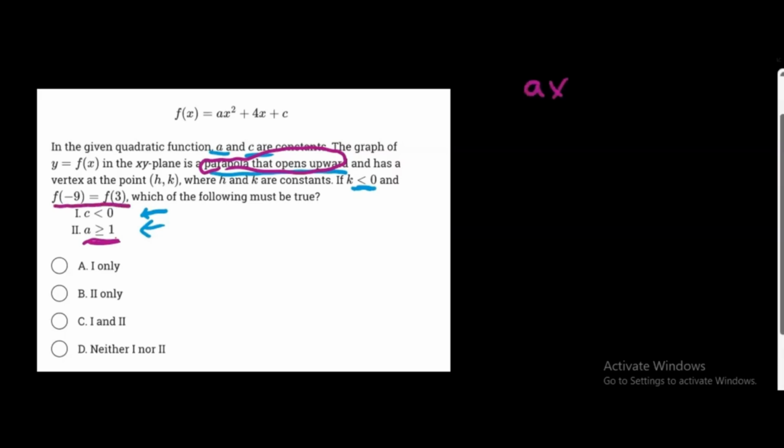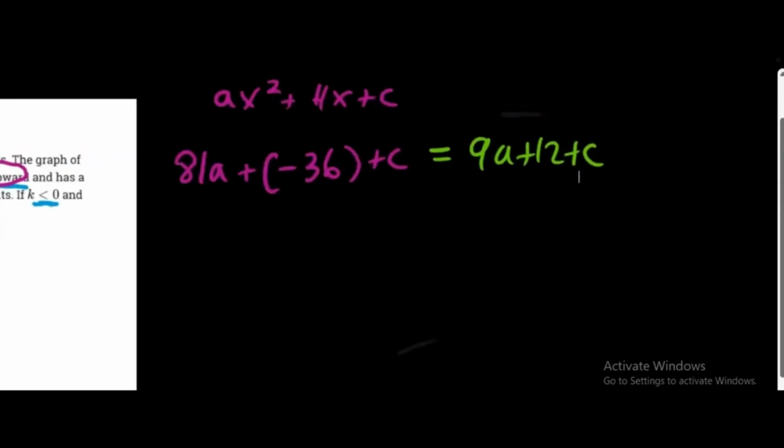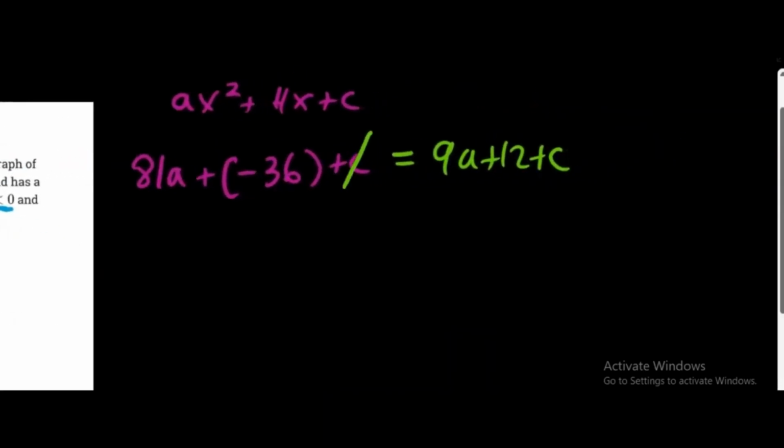So the standard equation they give us is ax squared plus 4x plus c, right? And they give us the x coordinates basically. So we can plug in negative 9 for x, so negative 9 squared is 81. And we'll just say 81a because we're solving for a, right? Plus 4x, so 4 times x would just be negative 36, so plus negative 36 plus c. And what you'll realize here is we'll set this equal to f of 3. So if we plug in 3 for x, we get 9a plus 12 plus c. So this is the interesting part, is that the c's actually cancel out on both sides.